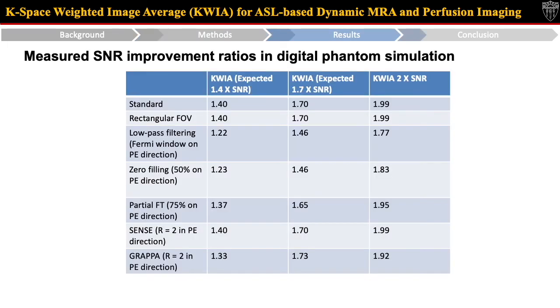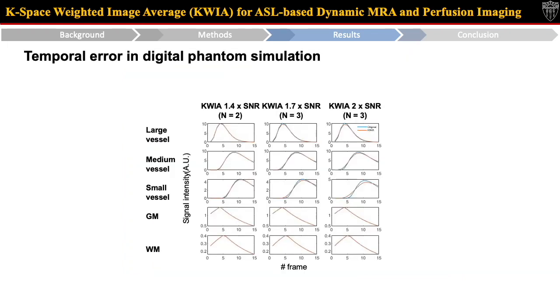We simulated 7 MR conditions on the digital phantom with KWIA processing. This table compares the measured to the expected ratios under these MR conditions. All of them match well except for the low-pass filtering and zero filling conditions. This figure presents the temporal error caused by KWIA in our simulation study. For DMRA, large and medium vessels were not severely affected with 1.7-fold SNR improvement, while there is about 5% error in small vessel. For the ASL, almost no errors were caused in gray and white matter signals.